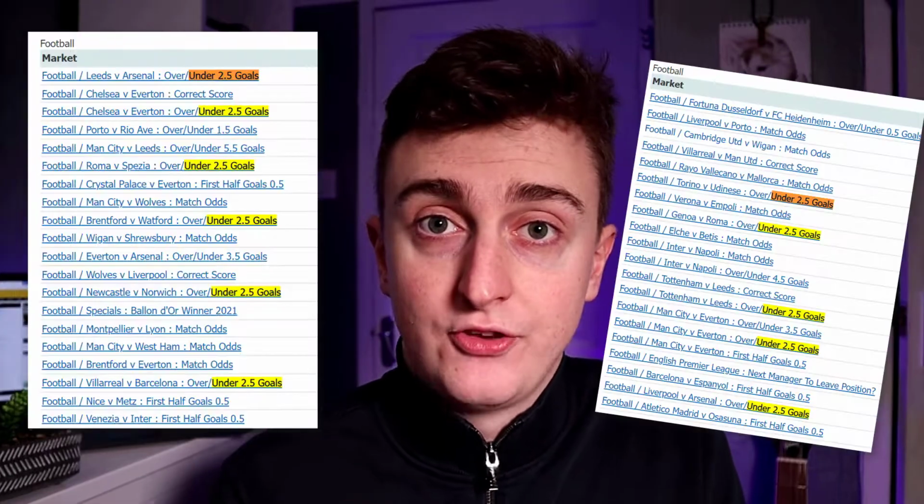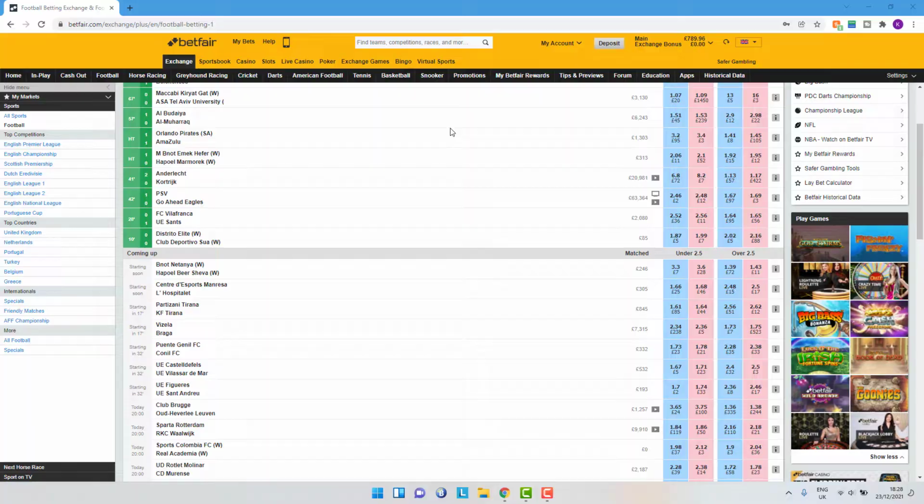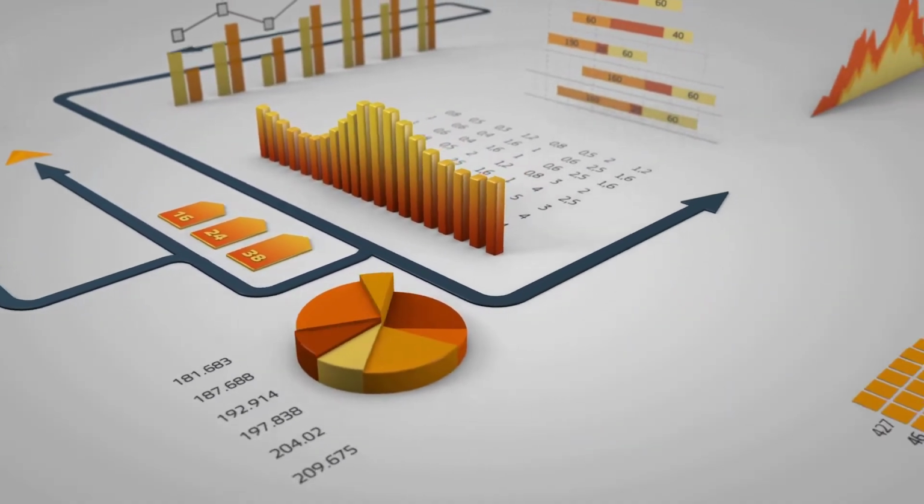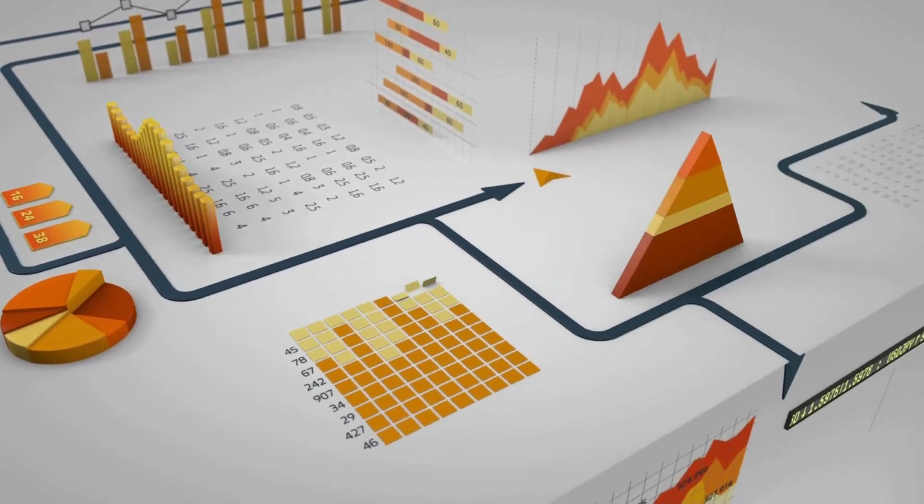I have traded a lot of under 2.5 goal markets, and it is in fact my favourite Betfair trading strategy for football. In this complete strategy breakdown video, I have broken down everything that I know about this strategy, and I'm confident that you're going to learn many things about implementing the under 2.5 goal strategy on Betfair.